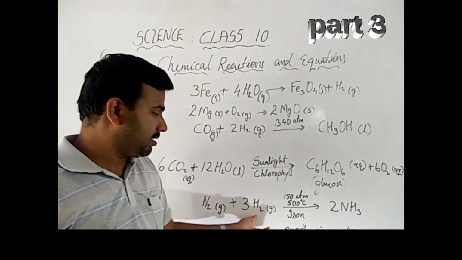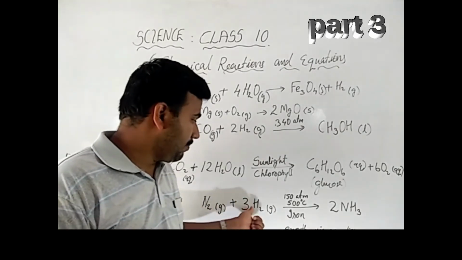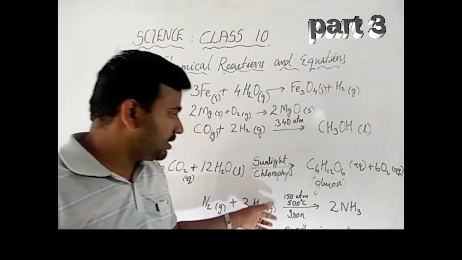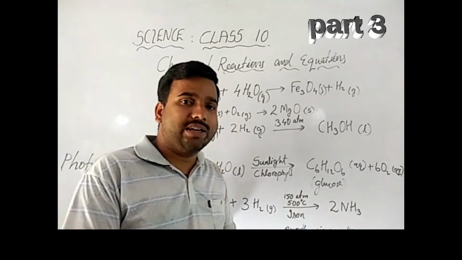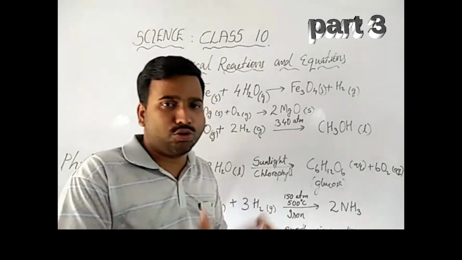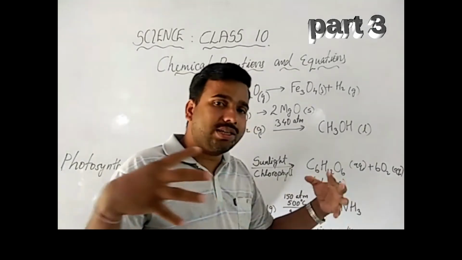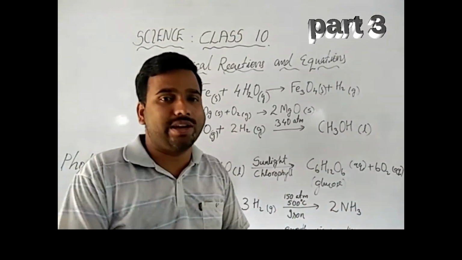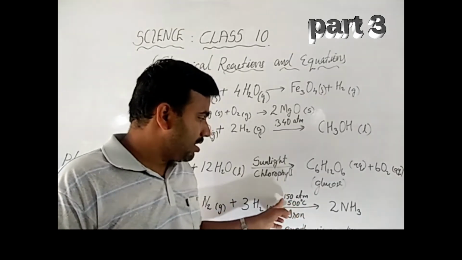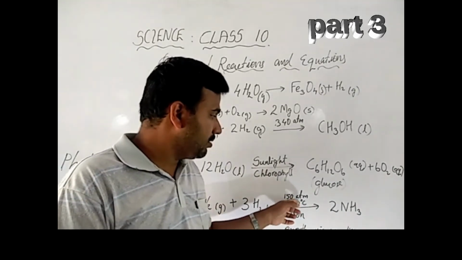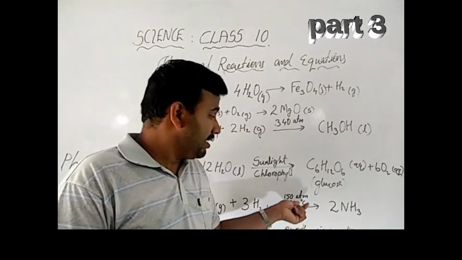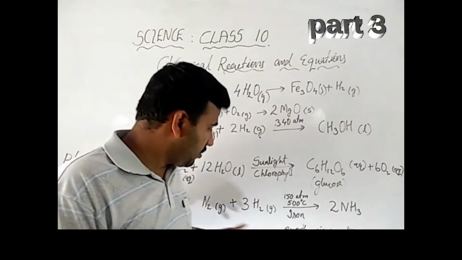Nitrogen plus hydrogen. Nitrogen in the gaseous state combines with hydrogen in the gaseous state to form ammonia. We know that 78% of the atmosphere is filled with nitrogen gas, and hydrogen is also present in the atmosphere. So why then won't this reaction take place freely in the atmosphere? For that, it requires a very high temperature as well as very high pressure. 150 to 200 atmospheric pressure is required, and 400 to 500 degrees Celsius temperature is essential for this reaction to be carried out.